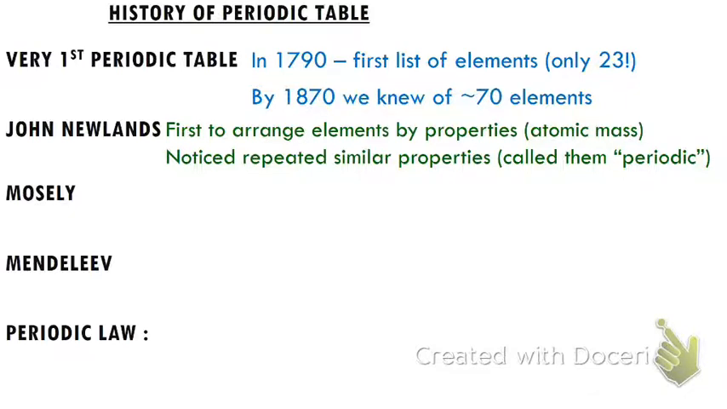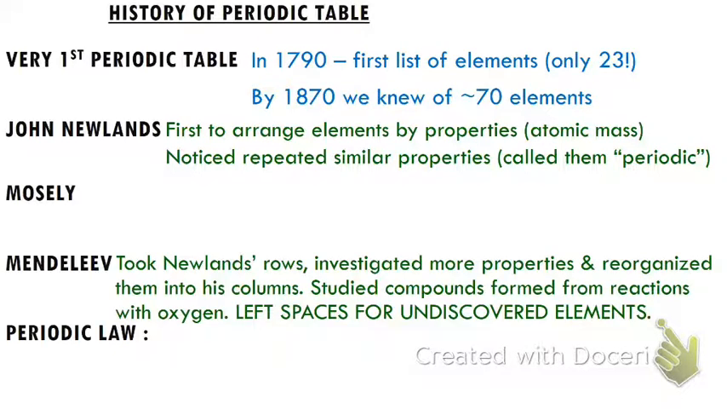Now, Moseley and Mendeleev came around a few years after Newlands, and Mendeleev was actually the first person to publish a periodic table, which is why he gets called the father of the periodic table, and he's the big person that everyone knows, and Moseley isn't necessarily that famous. So, he did a good job, but let's talk about Mendeleev first. Mendeleev actually took Newlands' rows that he put together and investigated more of the properties that he'd been studying and reorganized Newlands' rows into his columns.